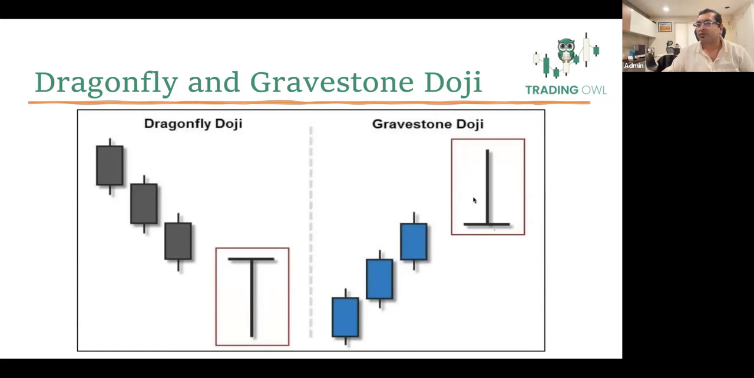And opposite of that is gravestone doji. By the name of gravestone itself, please understand what a gravestone means. So whenever gravestone doji is formed at the peak of a rally, it is one of the reversal signs of the market that you need to exit from the market and wait for the next candle, a follow-up candle, which shows that the bearishness is coming in. And you need to start booking your profits or go short from there. So these dojis are very important.